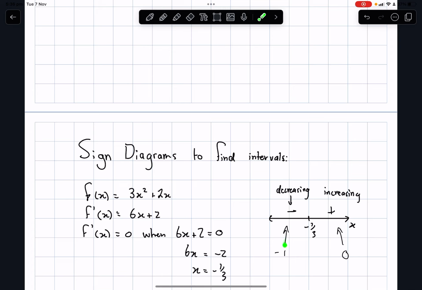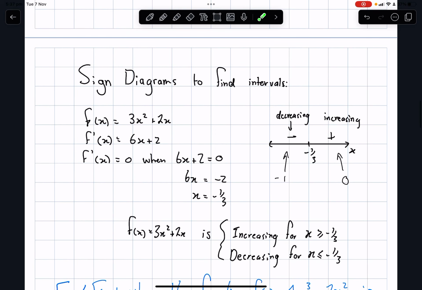Now thinking back to sign diagrams, this process is the same. I want to choose a number smaller than this, which is -1, and a number bigger, which I chose 0. I want to substitute these values into my derivative to see whether they're positive or negative. Now, if I put -1 in here, I've got -6 plus 2, which is -4. So because that's negative, I put a negative there. If I put 0 in here, I get +2, so that's positive. That means, because of my negative, it's decreasing to the left of -1/3, and because of this plus, it's increasing to the right of -1/3.